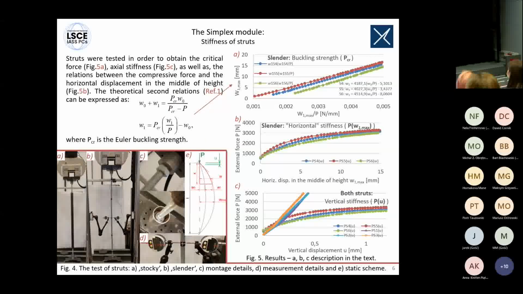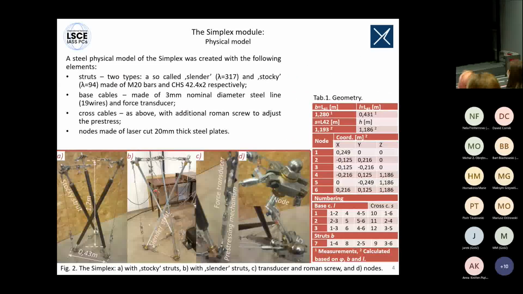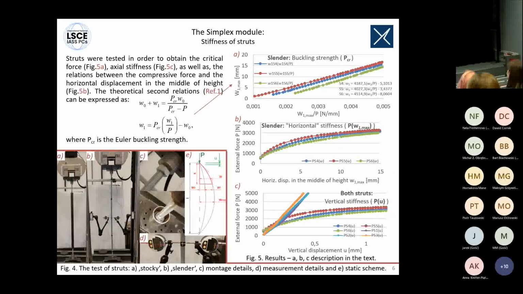Also, because the model is pretty complex, by complex I mean that we have many different elements and connections, we had to perform a compressive test on the struts to find the vertical stiffness. So the relation between the force and the vertical displacement. For the stocky struts, this relation is shown in here, and for the slender struts is shown in here. So the buckling is clearly visible.